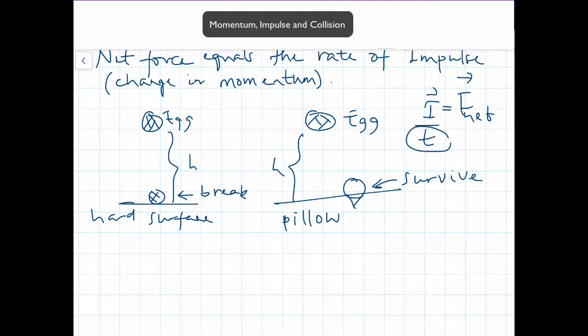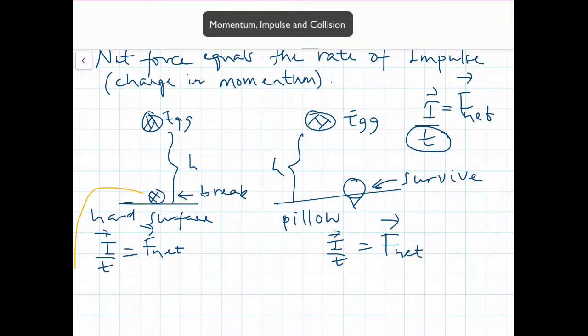So this time t is small. Here you have I over t, which is equivalent to net force, and the same thing here, you have I over t, the same as net force. In this particular case, this time is too short. As soon as the egg falls on the surface, the time is very small, a very instant of time. As a result, your force is really high, so the force experienced by the egg is going to be really, really large.